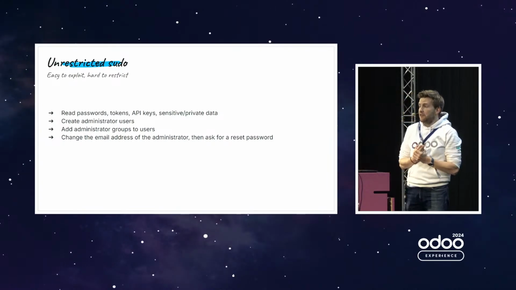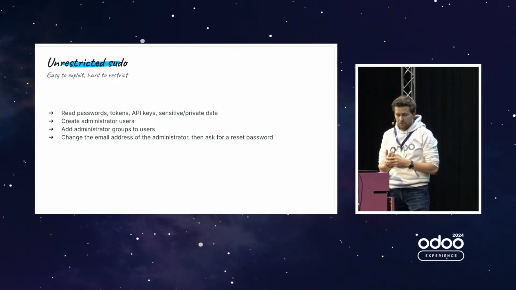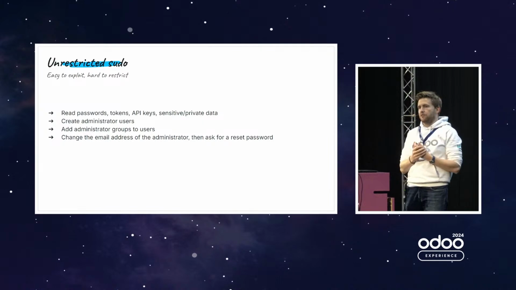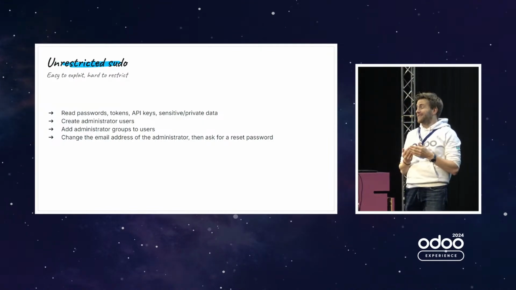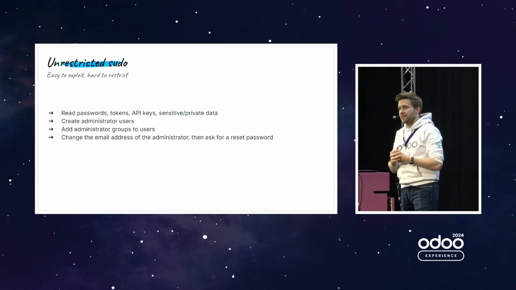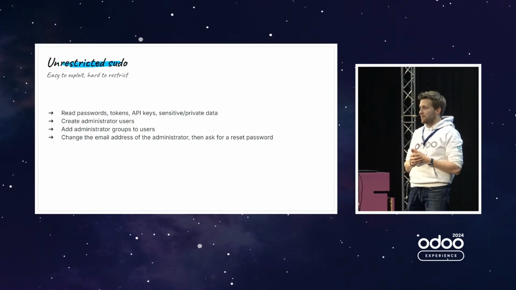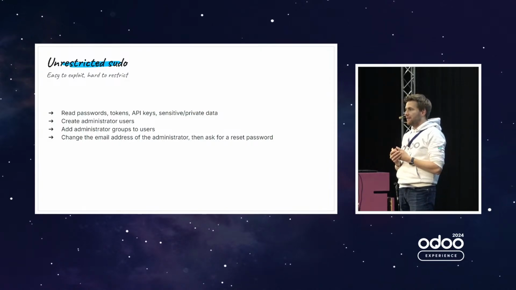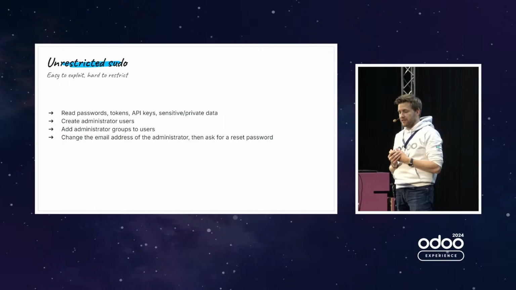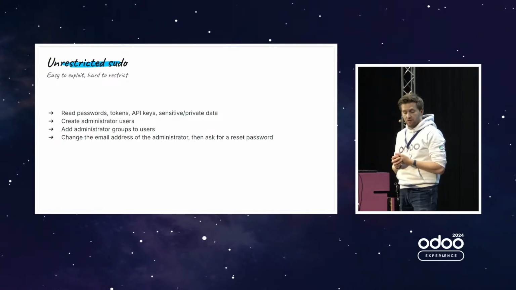What can a wrong sudo, an unrestricted sudo, lead to? You can read passwords, you can read whatever you want in the database in some cases. You can write on fields. Let's say that you would be able to create a new administrator and then you have full access to the database. So a not safe sudo can lead to very critical vulnerabilities, and so it's very important to review them very carefully.